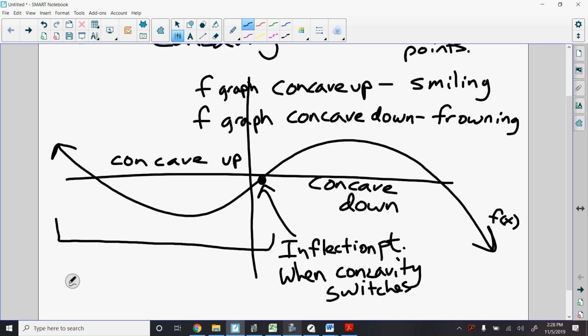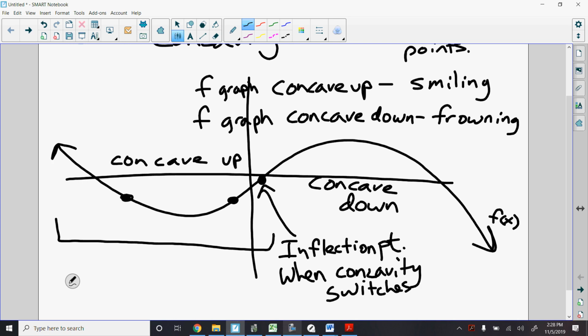Now, we learned in our video yesterday about increasing and decreasing, right? F increasing, F decreasing. Well, if you notice in part of this concave up section, F is decreasing. Again, over here, F is decreasing but concave up. But right here, F is increasing in concave up. So this is separate from F increasing or decreasing. Concavity is not determined by whether or not the function is increasing or decreasing.